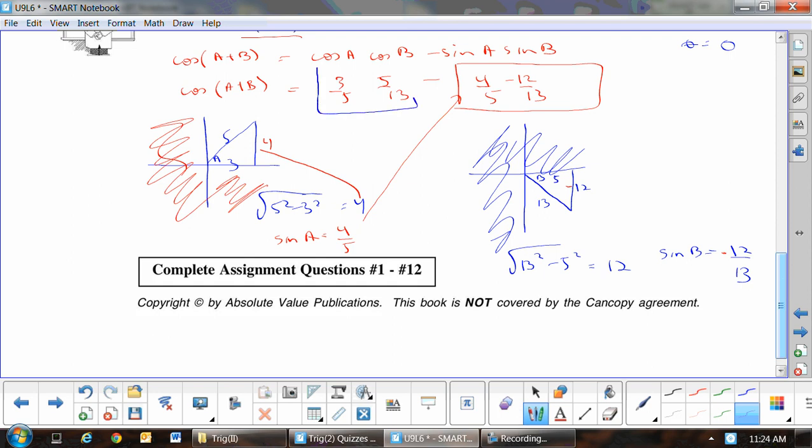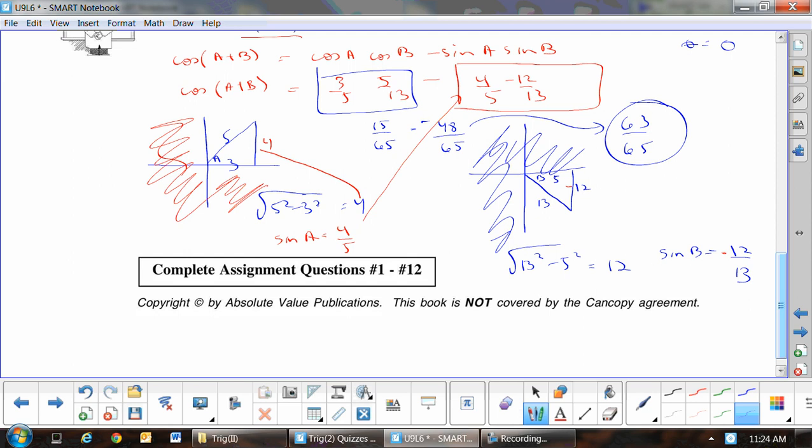So if you multiply these two together, you get 15 over 65. Minus, if you multiply these two together, you get negative 48 over 65. Now when you have a minus negative, that's a plus. So 15 plus 48 is 63 over 65.